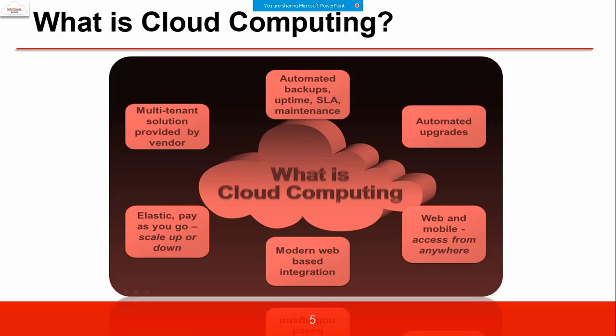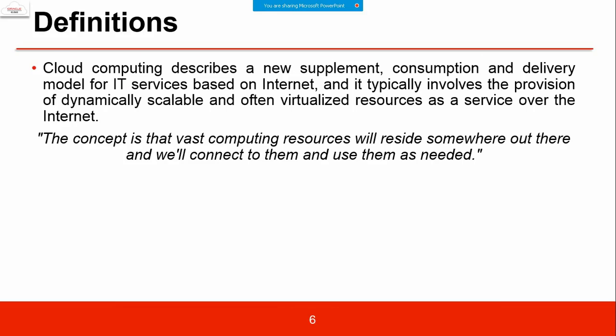It has automated backups, uptime, service level agreements, maintenance, everything applicable. That is cloud. Automated upgrades are there in cloud. Easy, elastic, pay as you go, scale up or scale down. Modern web-based integration: you can access it from a browser. Web and mobile access from anywhere. Look at this, you are carrying your infrastructure in your pocket. That is what cloud is. You go anywhere and you provision it, scale up, scale down. You do whatever you want in your pocket, on your mobile, on your tab. That is cloud computing.